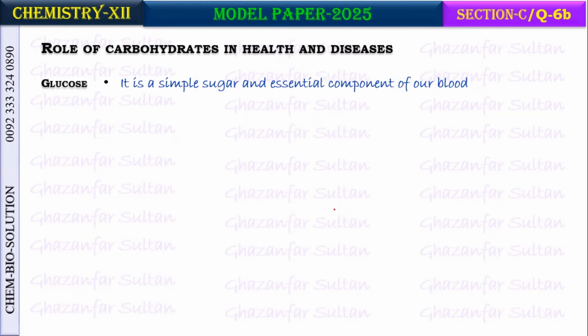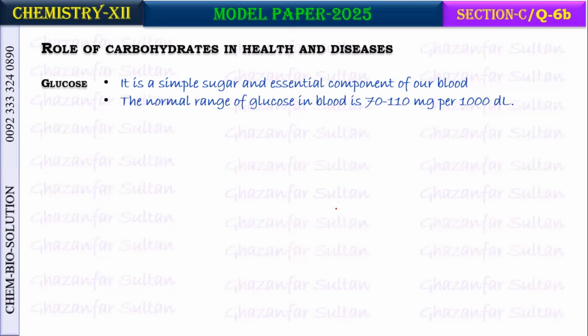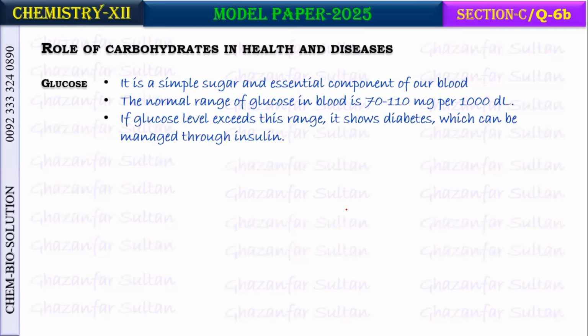So glucose is the main carbohydrate that provides energy to our tissues. So the metabolism of glucose provides us energy for our essential functions. The normal range of glucose in blood is 70 to 110 milligram per deciliter. If the glucose level exceeds this range, it shows diabetes, which can be managed through insulin or other medicines.